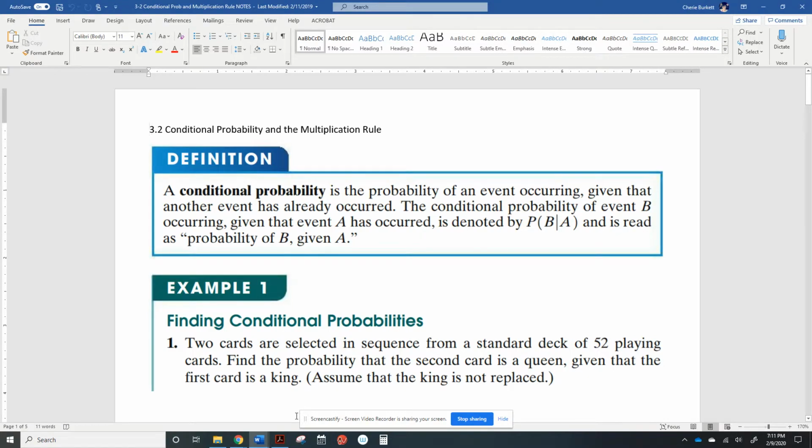We are going to be talking about conditional probability. I want to remind you that in 3.1, we learned about the probability of some event. P stands for probability. This is some event. We learned, this is review, by the way. You should have this in your 3.1 notes.